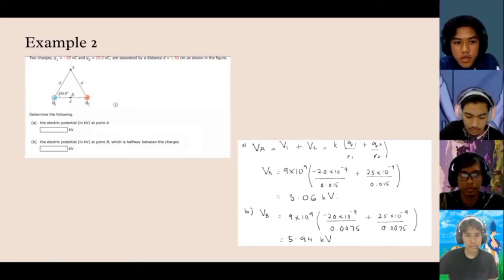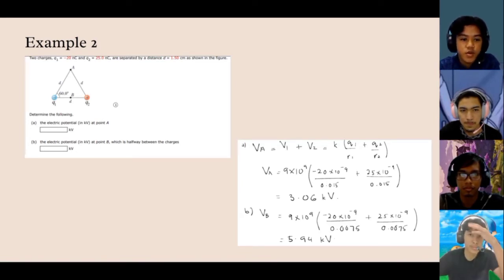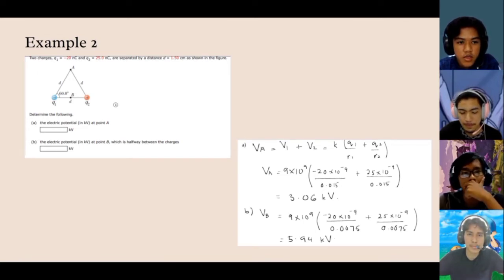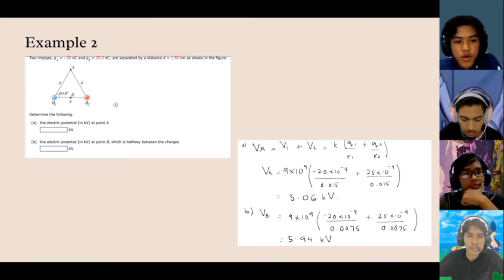Now I'm going to proceed with the presentation with the second example question, and basically my question is related to the total electric potential. So we go through the question first. The question said two charges, Q1 equal to -20 nanocoulomb and Q2 is 25 nanocoulomb, separated by a distance D equal to 1.5 centimeter as shown in the figure. We can look into the figure to enhance our understanding. The question asks about the electric potential in kV at point A.